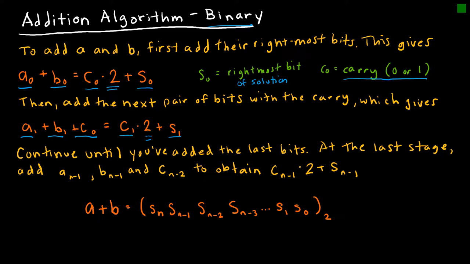And once I've added the last bits, I'm going to find my final solution. So I'm going to add A to the n minus 1 plus B to the n minus 1 and C to the n minus 2, which is that last carry, to obtain that final solution here, keeping in mind that if I do end up with a carry, I need to then, of course, carry that over. Now, this is all well and good, but it makes much more sense when we actually look at an example. So let's do that.